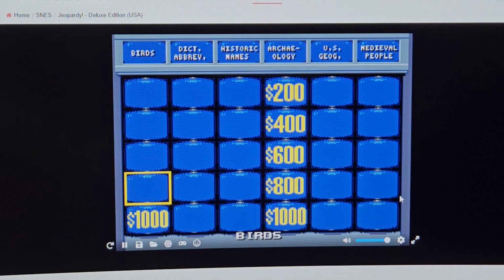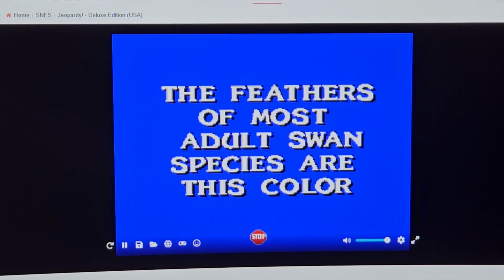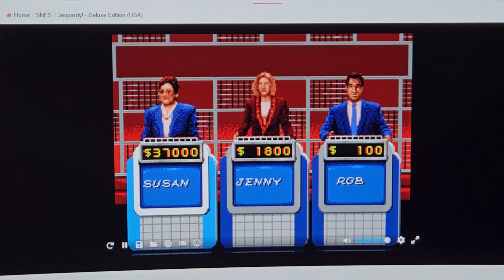And now we go for 1,000. The answer is: the feathers of most adult swan species are this color. What is white?